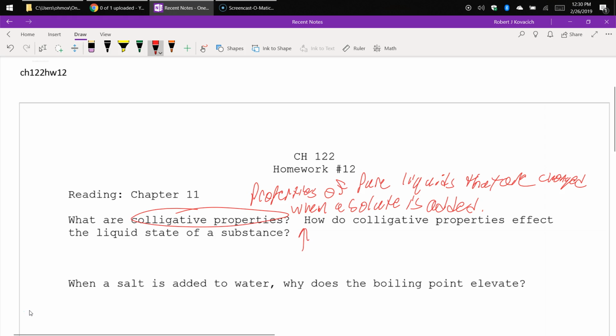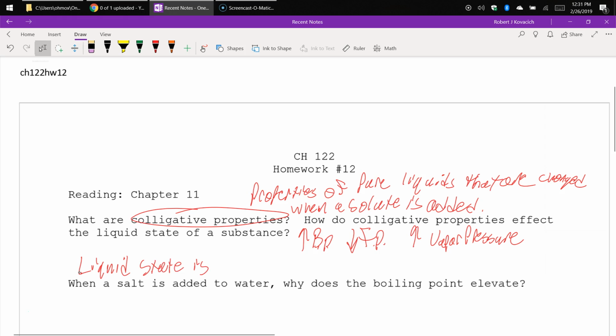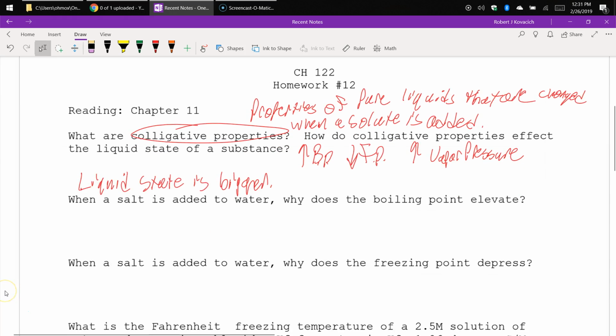Well, they're going to increase the boiling point. They're going to decrease the freezing point or the melting point, and they're going to increase the vapor pressure. Basically, the liquid state is bigger. You're a liquid over a larger range of temperatures.